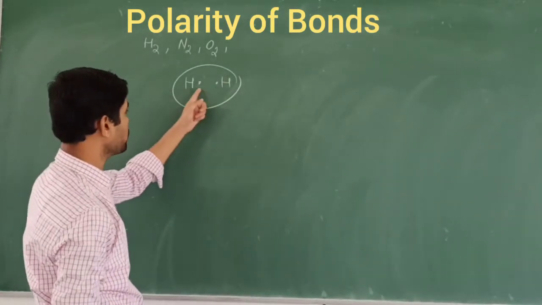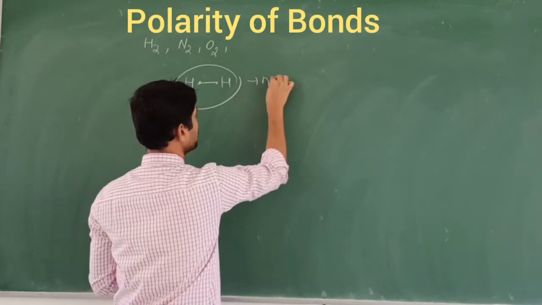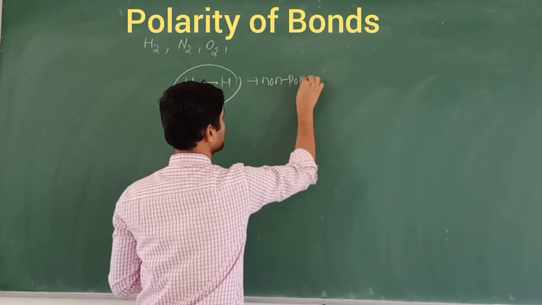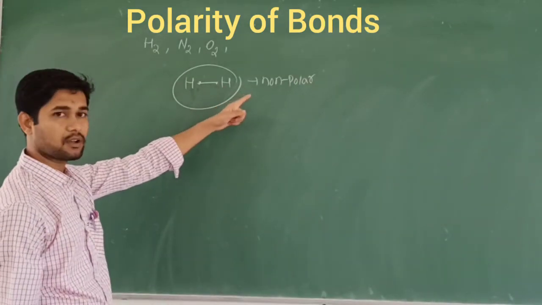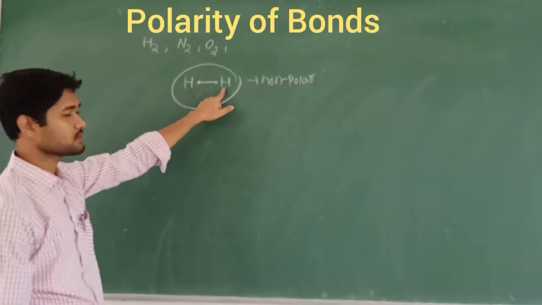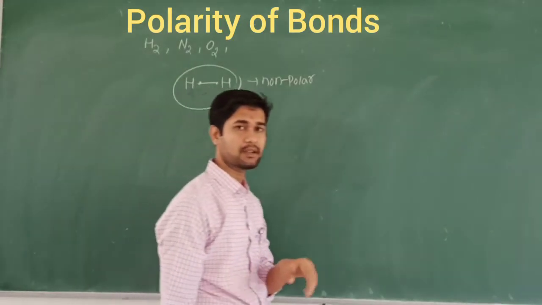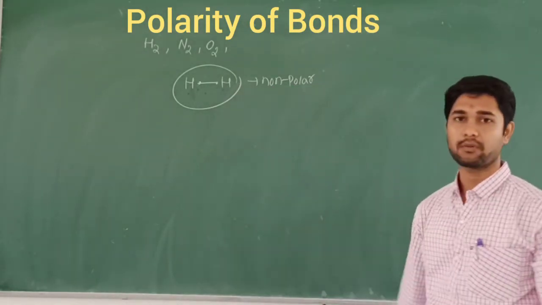This type of bond we call a non-polar covalent bond. Because here the electronegativity will be the same for both, right? Hydrogen and hydrogen, the same atoms. That's why the electronegativity is also the same. So this is called a non-polar covalent bond.